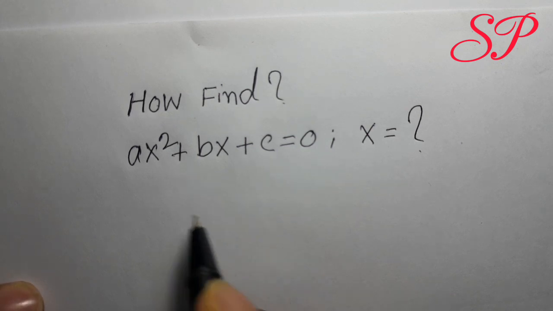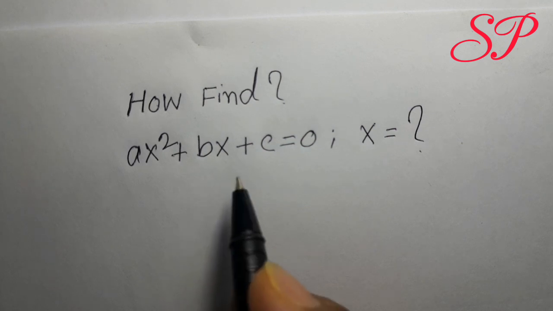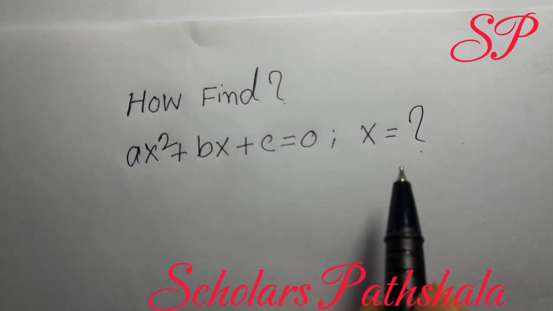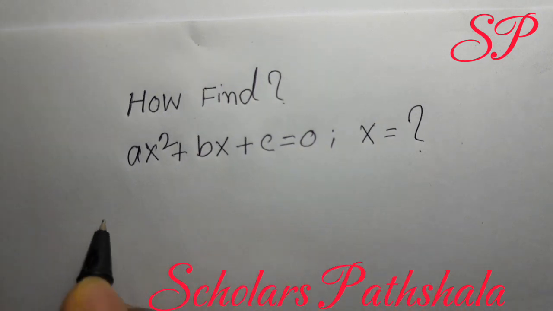Today I solve a quadratic equation. Here it is given that ax square plus bx plus c is equal to 0. We find out the value of x. Let's start. Solution.